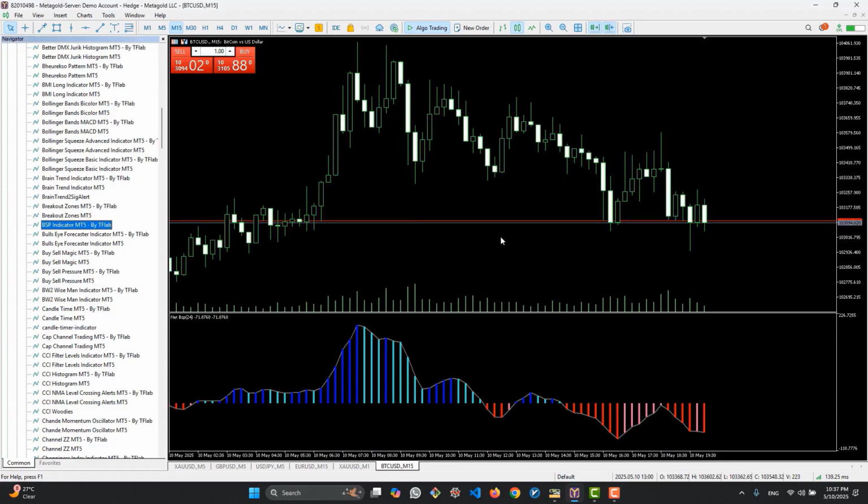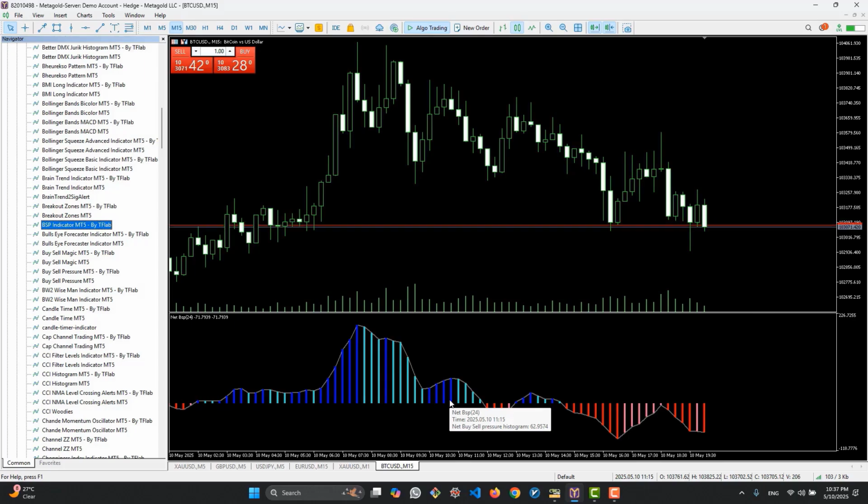This indicator helps us visualize buying and selling pressure on the chart so we can make decisions for our positions based on that. When this indicator shows positive values, it indicates that buying pressure is greater than selling pressure, and overall, the market trend is bullish.